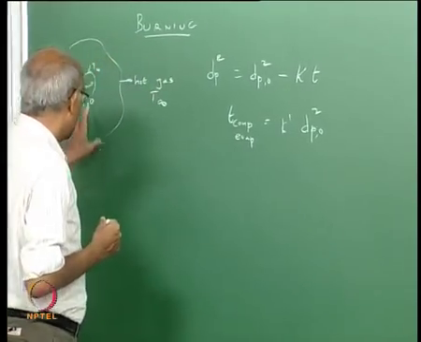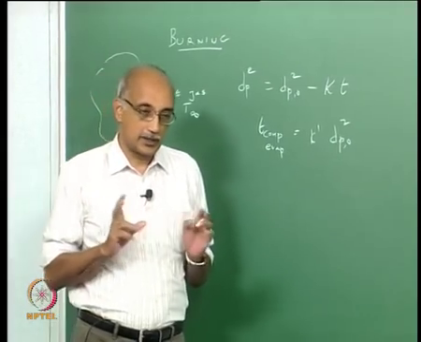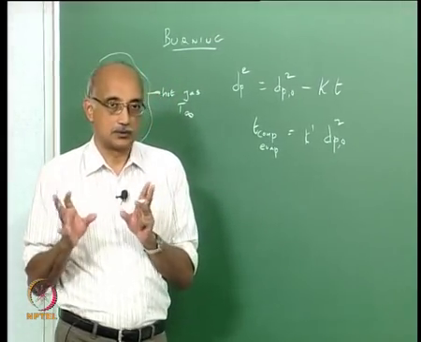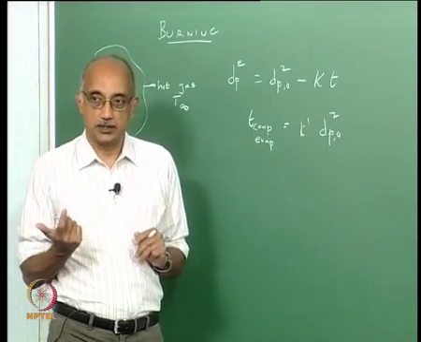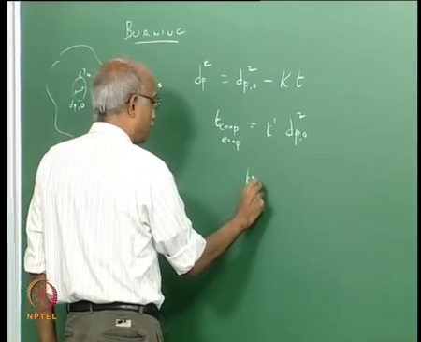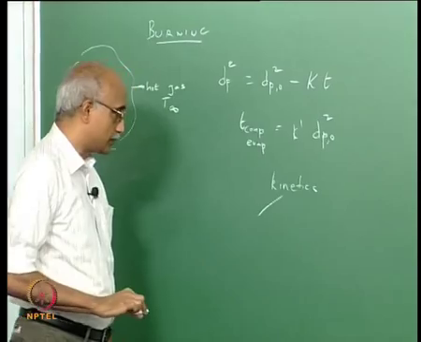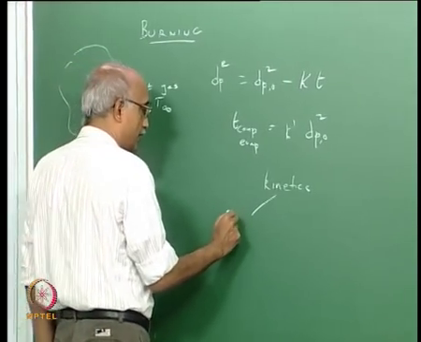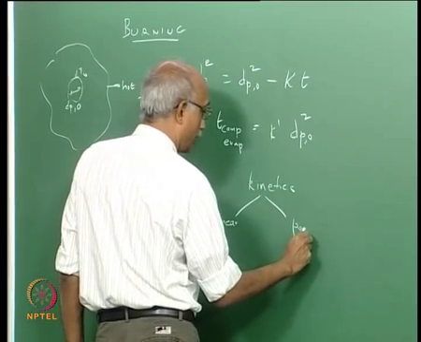Now, when a particle especially is burning, you know that there are essentially two models of particle burning. The first is a linear model and the other is a parabolic model, right. So, the kinetics of burning of droplets and particles can be classified as linear and parabolic.